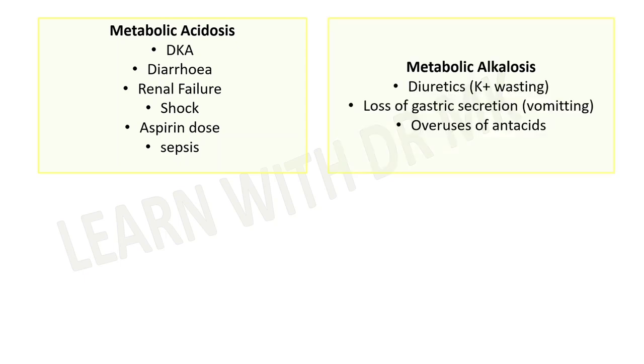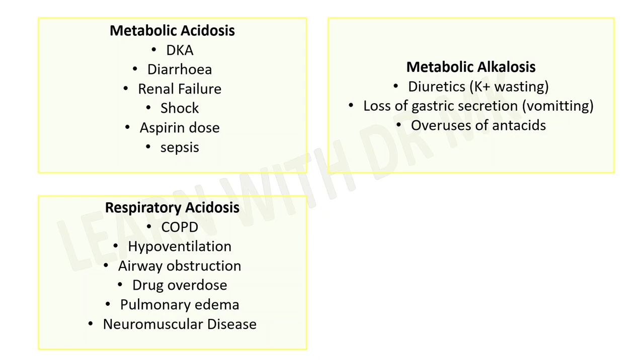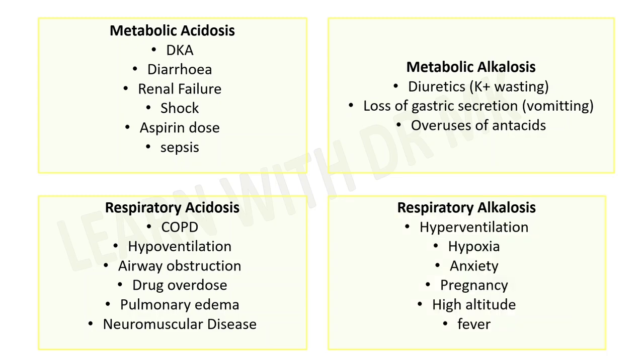Metabolic alkalosis: diuretic with potassium-sparing wasting, loss of gastric secretion like vomiting, overuse of NSAIDs. Respiratory acidosis: COPD, hypoventilation, airway obstruction, drug overdose, pulmonary edema, neuromuscular disease. Respiratory alkalosis: hyperventilation, hypoxia, anxiety, pregnancy, high altitude, and fever.